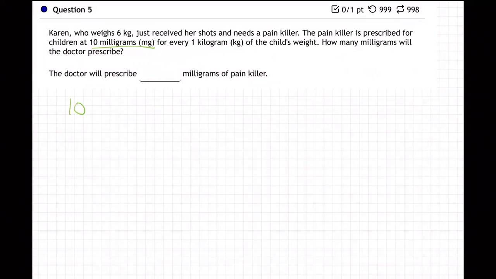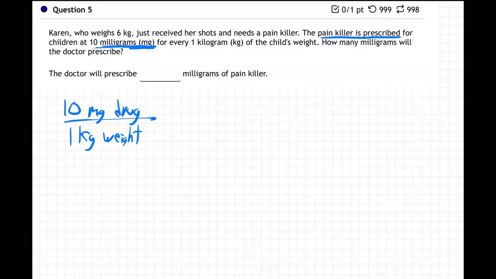So 10 milligrams of the drug, the painkiller, I'll put it over 1 kilogram of the weight of the child. Right? That's what they're saying right here. 10 milligrams of the painkiller for every, that means like a ratio, for every 1 kilogram of weight.